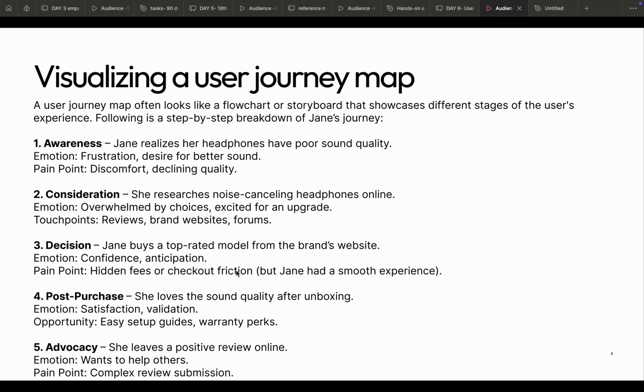But even though, if it ends in a smooth experience, then she will have confidence that she has bought a good headphone, a satisfaction she'll get in this situation itself. And after the purchase, during the unboxing and after unboxing, she is wearing that headphone. During that time she'll have better sound quality, so it is validating her poor sound quality. Okay, so she is also satisfied with the easy setup guides.